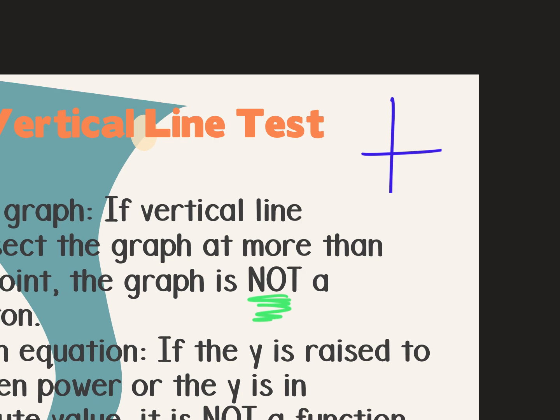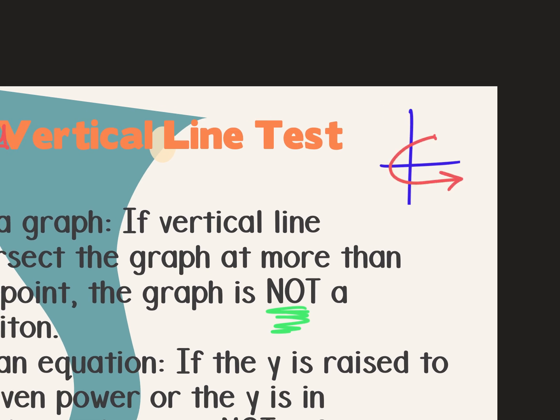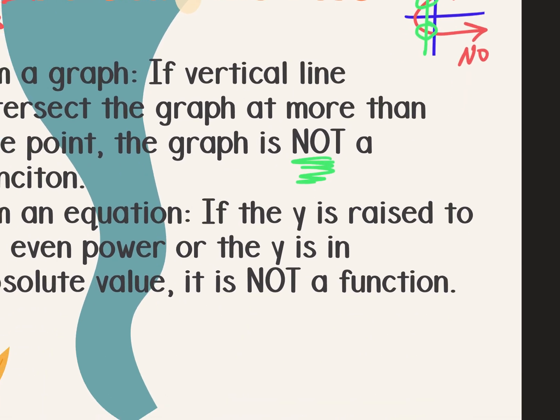But if you had a picture that looked like this, and I drew a vertical line, what about if I draw a vertical line right there? How many times does that green line touch the red curve? 2. Touches there, and it touches there. That means there's 2 x values that are exactly the same. So is this a function? No. Your vertical line test, if you have a graph, you draw a vertical line. If it only intersects the graph one time, anywhere, then yes, it's a function. If it touches more, then it's not.